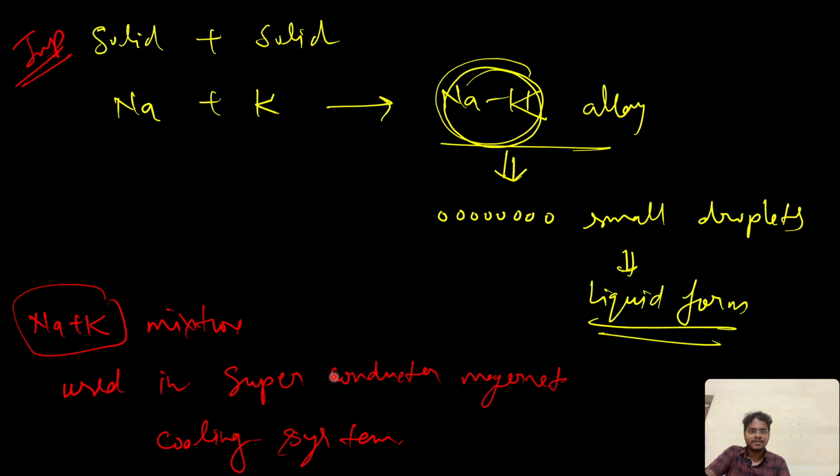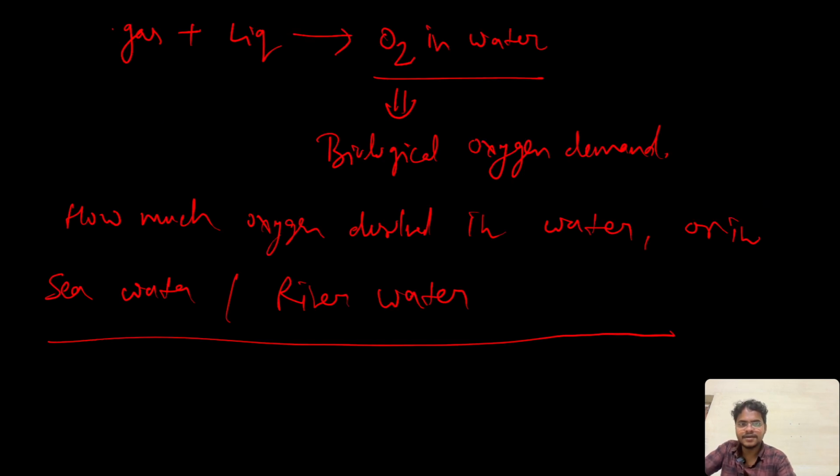By using electricity, we make a super magnet. In a cooling system, it is used as a cooling reagent. And if we mix gas in a liquid, for example oxygen in water, it is also called biological oxygen demand, meaning how much oxygen is dissolved in seawater or river water.